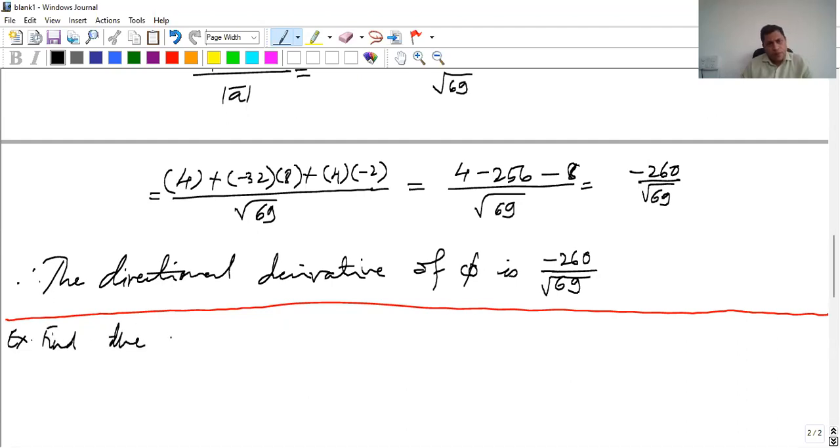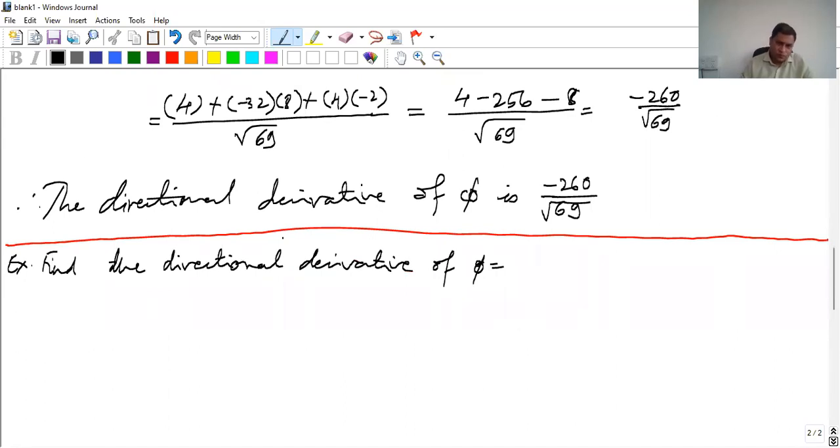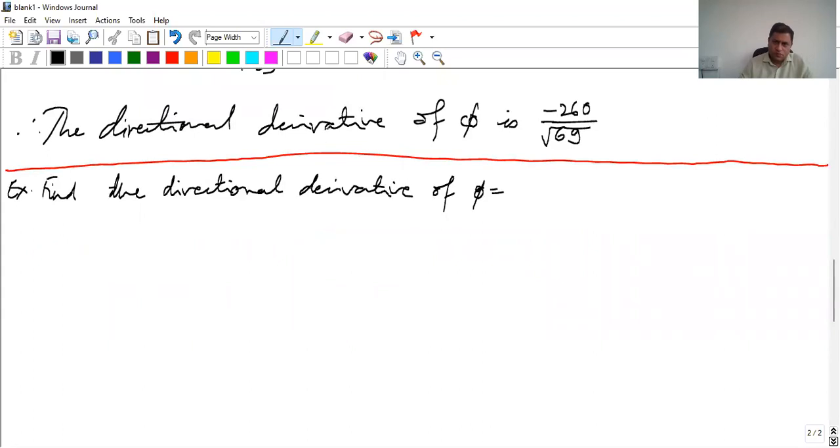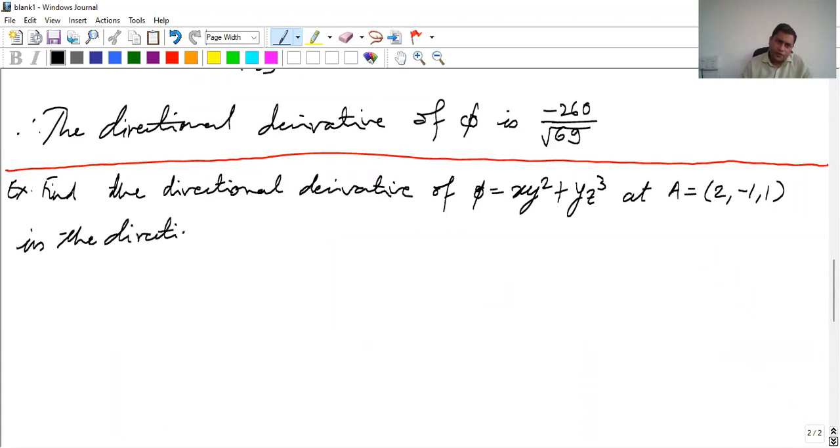Find the directional derivative of phi equal to xy square plus yz cube at A equal to (2, -1, 1) in the direction of the vector i plus 2j plus 2k.